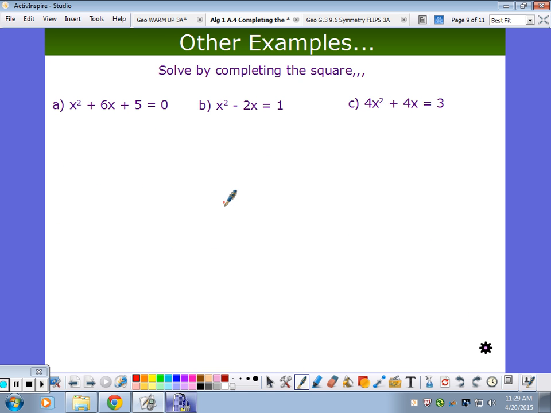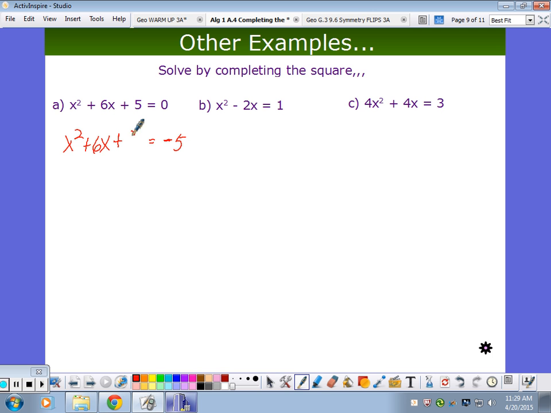So I've got some other examples here, towards the bottom now. We're going to do three of them. So x squared plus 6x equals, leave a little space. What goes here? Negative 5. So the number goes to the right. Complete the square. What goes here? The 9, half squared, and it's always plus.